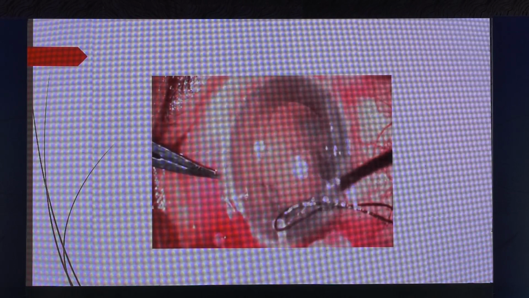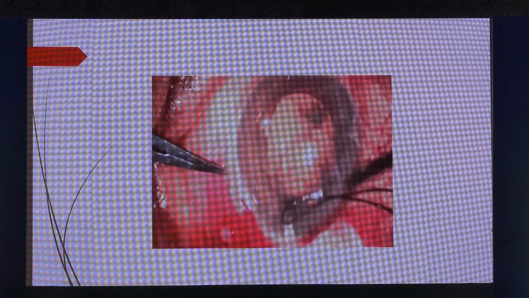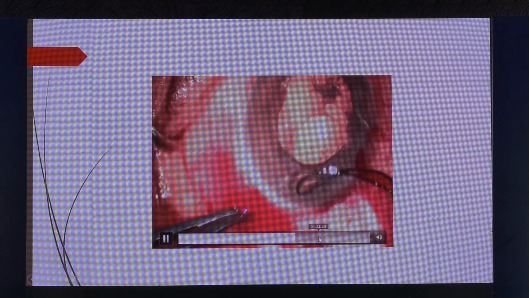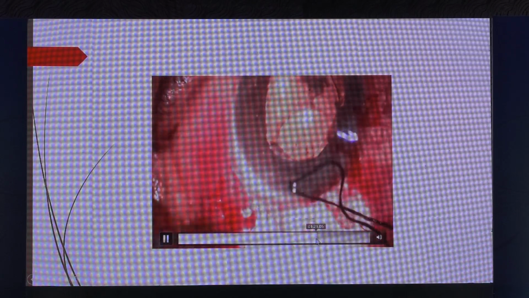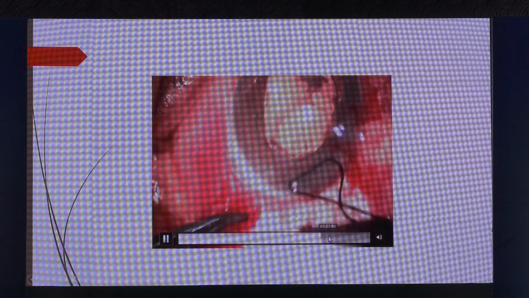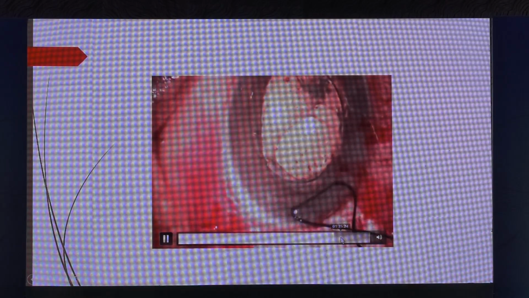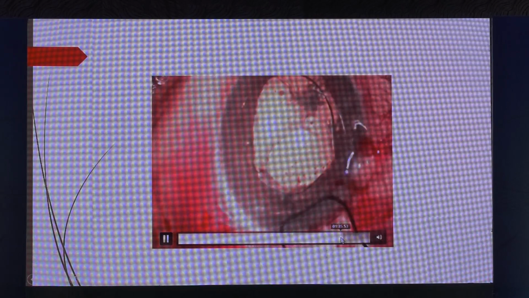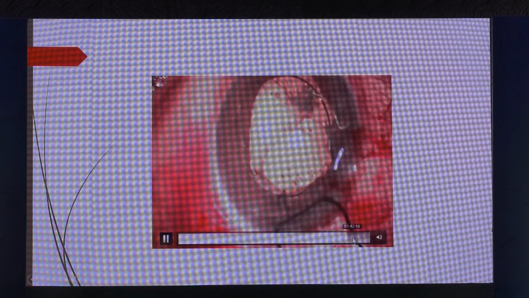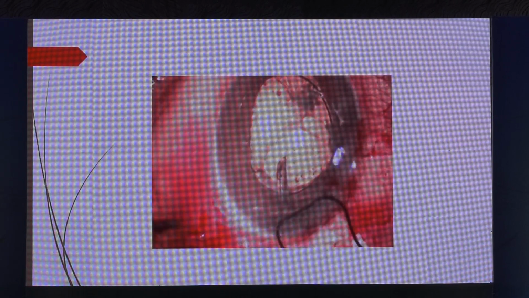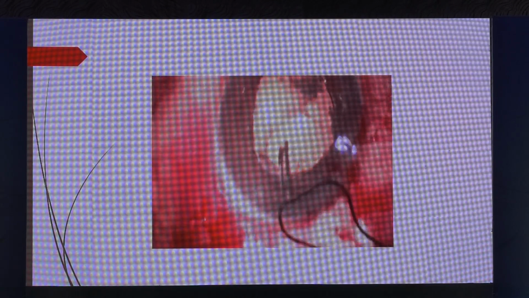So here, with a little bit of manipulation, you can put the tube in the anterior chamber. So a little bit of manipulation on table can make the surgery successful.